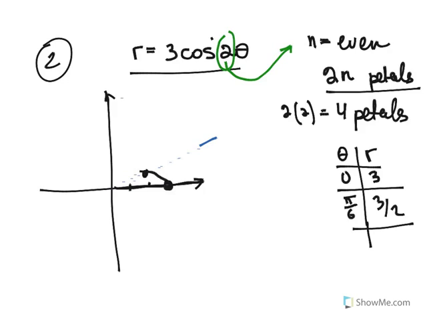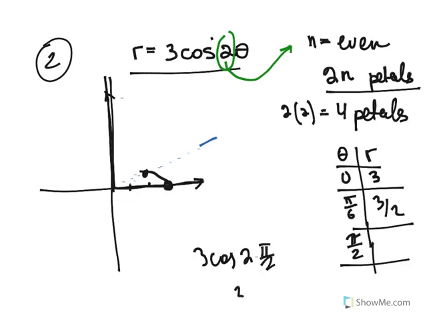So let's try pi over 2. Let's see what happens when it's a 90 degree angle. So 3 cosine 2 times pi over 2. We get 3 times cosine of pi. What's cosine of pi? Cosine of pi is -1. But -1 times 3 is -3. When your angle is pi over 2, the radius is not 3, it's -3, so opposite direction, so we're going to be right here. So that's where your next petal is.